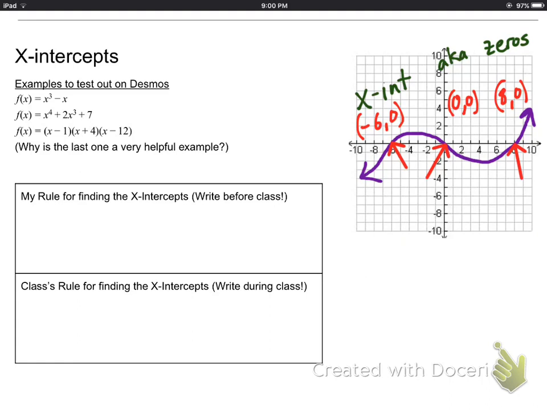Again, this is just a random example I drew. You might want to try these three other examples right here in Desmos, and again, I think the last one is a very helpful example. So go ahead and see if you can write a rule before coming to class for finding the x-intercepts. And once you do that, that's the whole video.